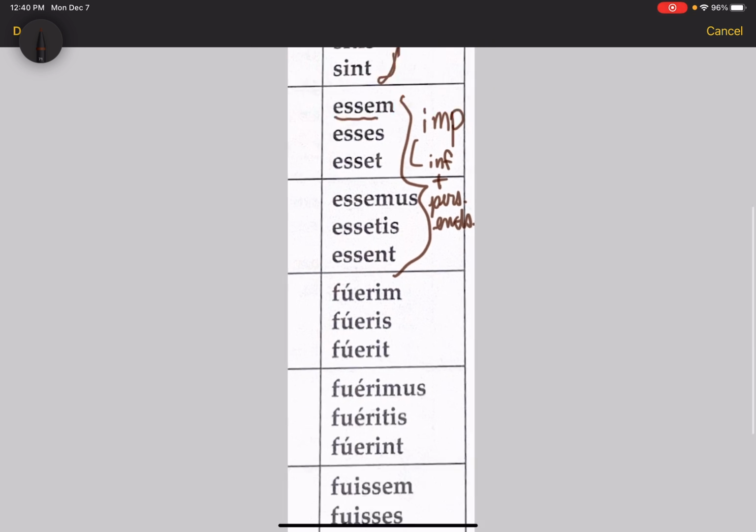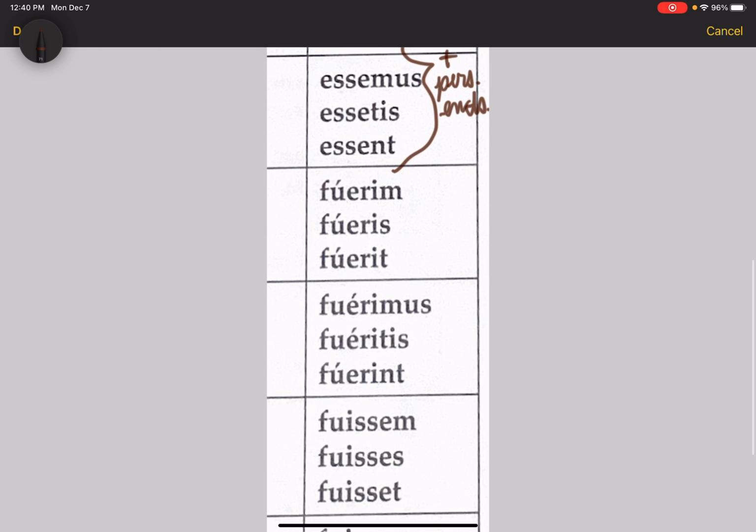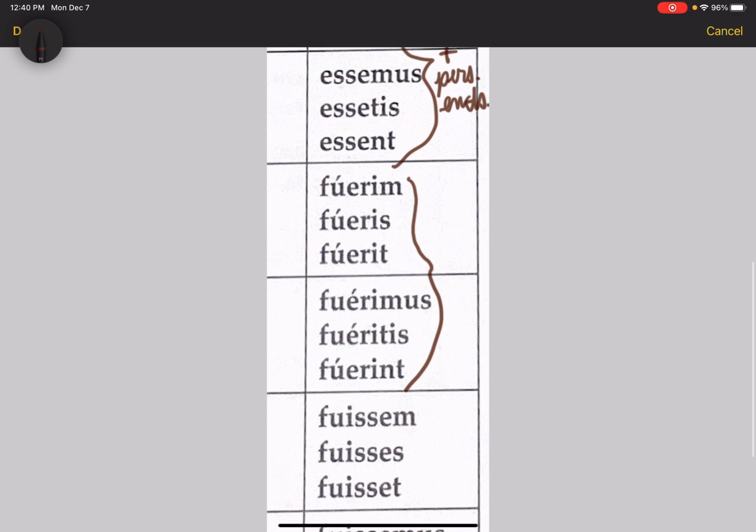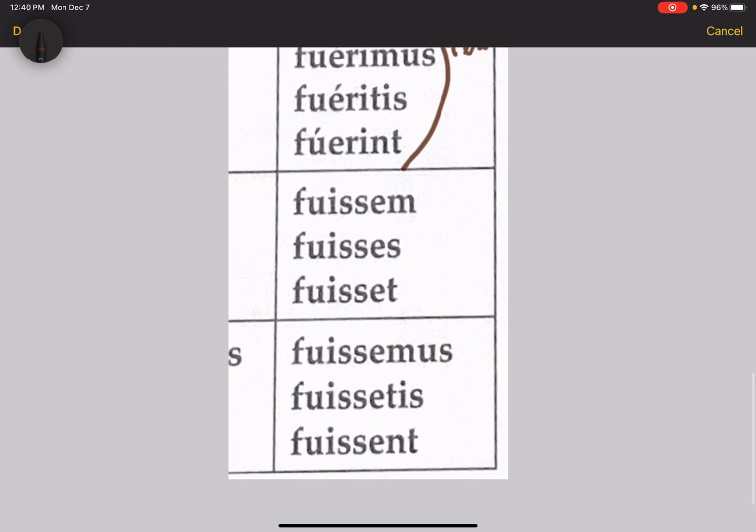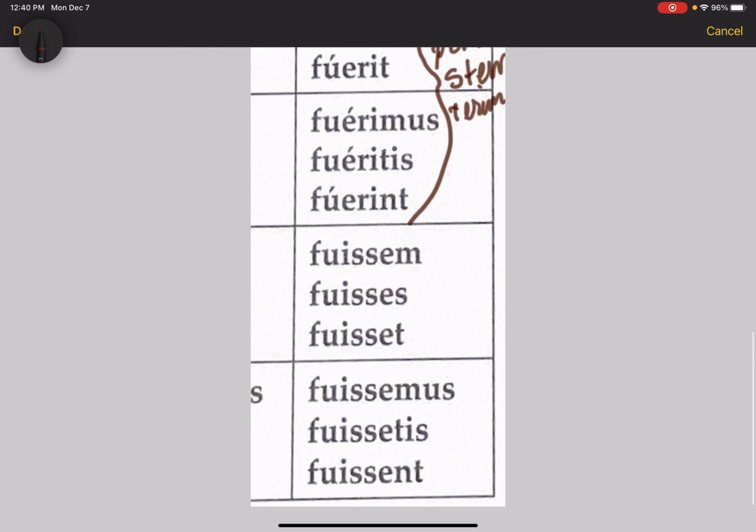mus, tis, nt. All right. Okay, the perfect. The perfect is also like perfect subjunctives of the four conjugation verbs. You have the perfect stem plus erim. Okay, so fu is the perfect stem from fui, the third principal part of sum. And then you add erim, eris, erit, erimus, eritis, erint.